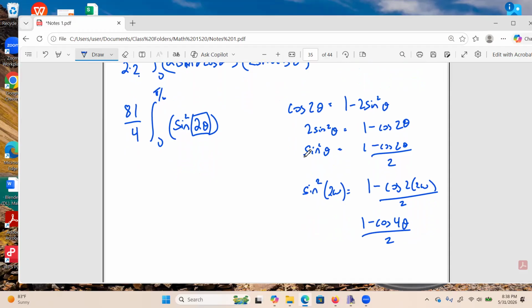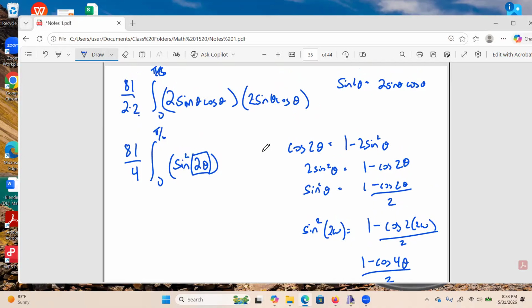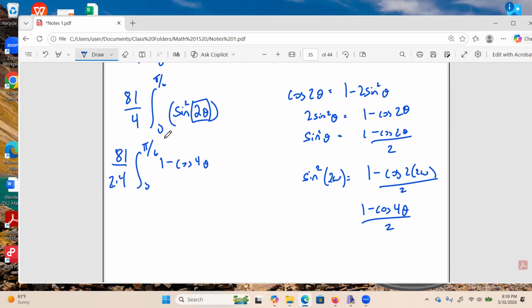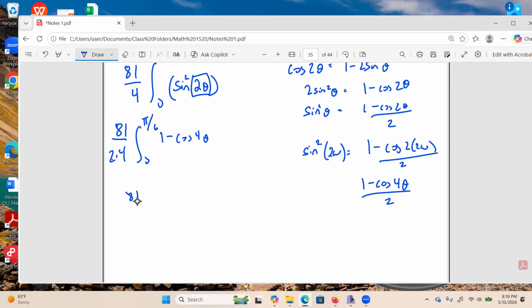All right. So we have 81 over 4, integral from 0 to pi over 6 of 1 minus cosine of 4 theta, oh, all over 2. We'll go ahead and push it out there. So we have 81 eighths. Okay, of course we do, because why not? So we have 81 eighths, from 0 to pi over 6, 1 minus cosine of 4 theta.